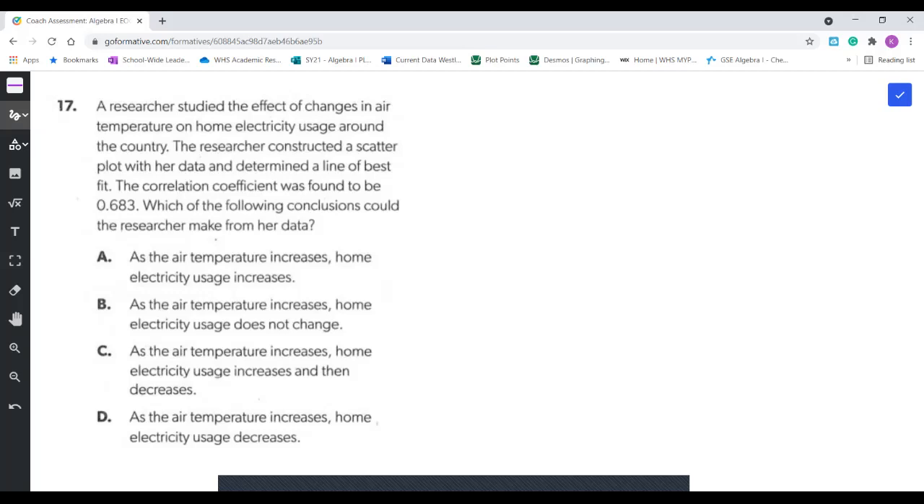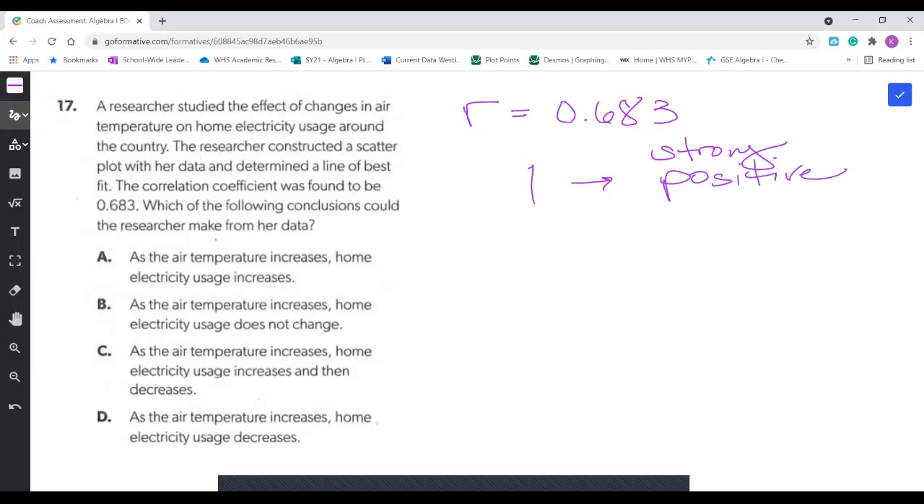Well, young people, the correlation coefficient R is 0.683. And let me just tell you this. The closer your correlation coefficient is to a positive one, okay? That's a strong positive, like a perfectly strong positive correlation. Like all of the dots would line up in a perfect straight line, okay?